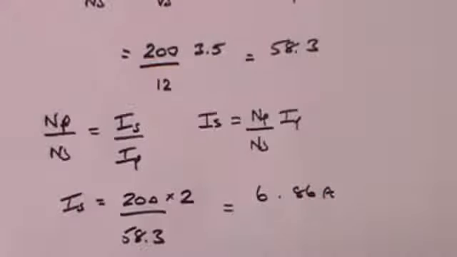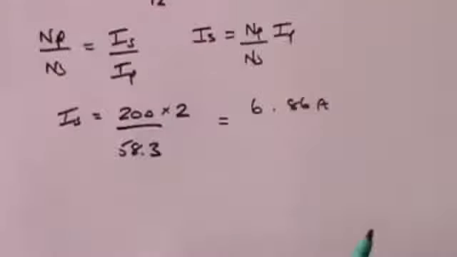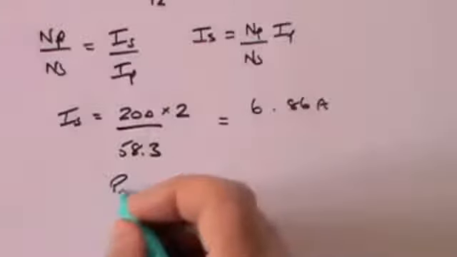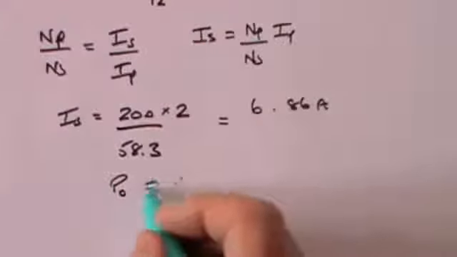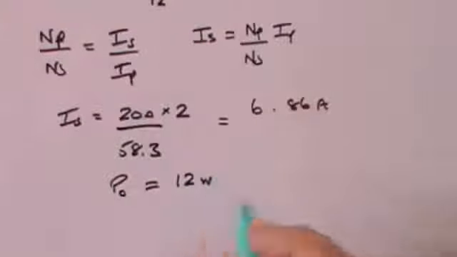And the third part of the question is that if the power that you get out of this transformer is 12 watts, what is the efficiency of the transformer? Well, of course, the efficiency will be the power out divided by the power in. The power out, PO, let's say, is 12 watts. That's what you've just been given.